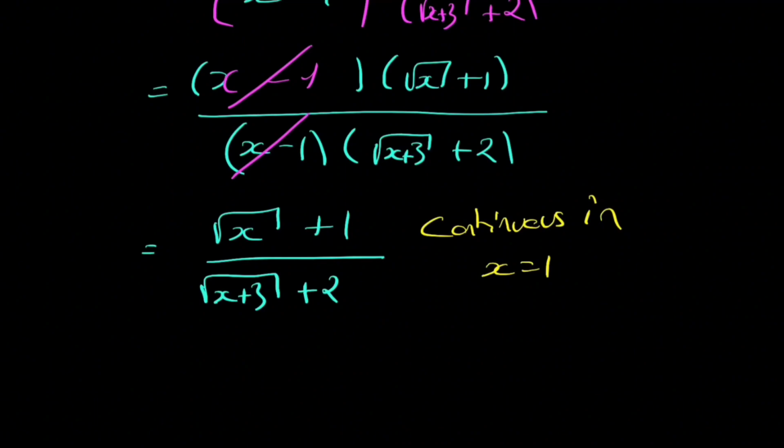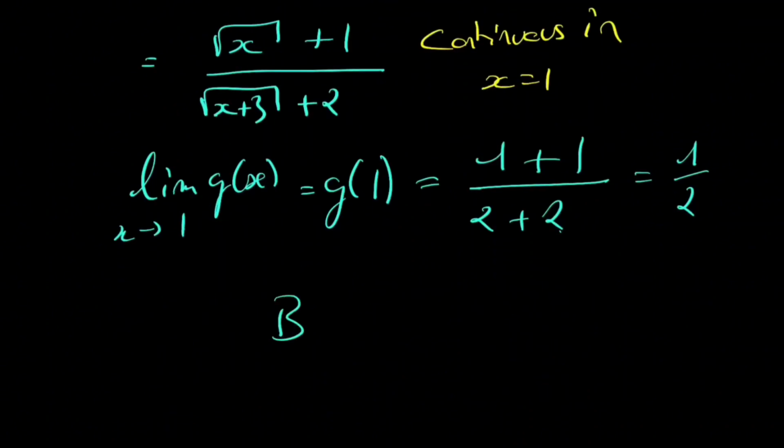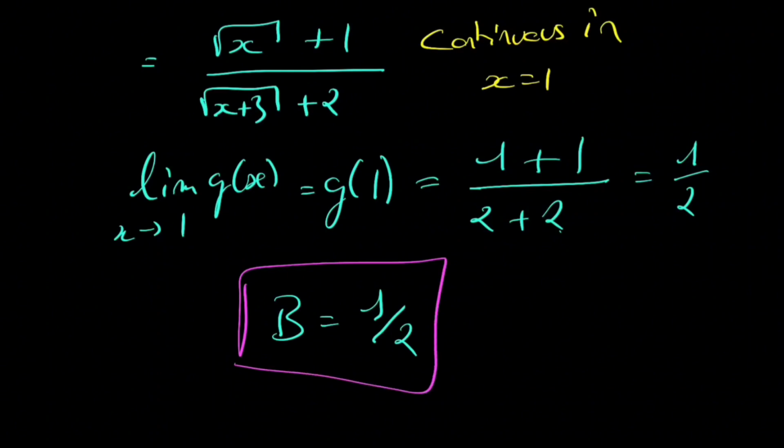So as we say, the limit of g of x when x tends to 1 is equal to g of 1, which is equal to square root of 1 plus 1 over square root of 1 plus 3 plus 2. I just replaced the x's with 1, and it is equal to 1 half. So b is equal to 1 half. And we answered the question.